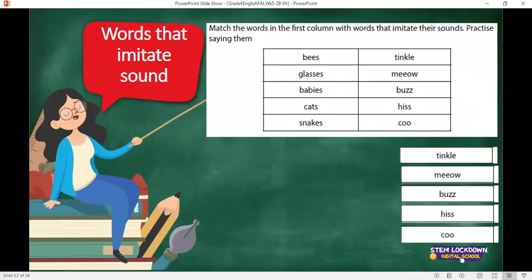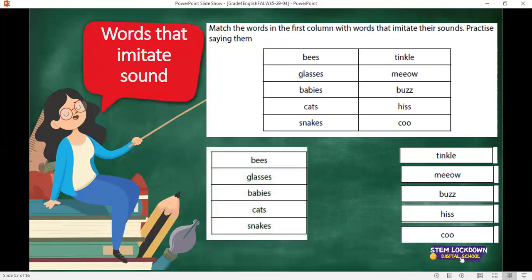So let's practice with some more. So I've got on the top, they want us to match the words in the first column with the word that imitates their sound. So we've got bees, glasses, babies, cats, and snakes. Then I've got tinkle, meow, buzz, hiss, and coo. So if I've got my words here now, we're going to move the sound words around. I want to know what sound does a bee make? So if you think of a bee, what sound does he make? This is an easy one. So he makes a buzz.